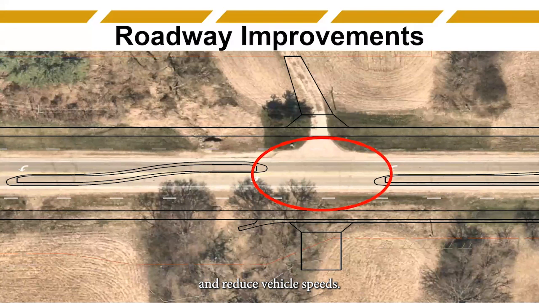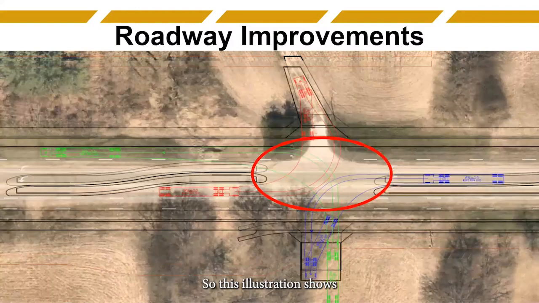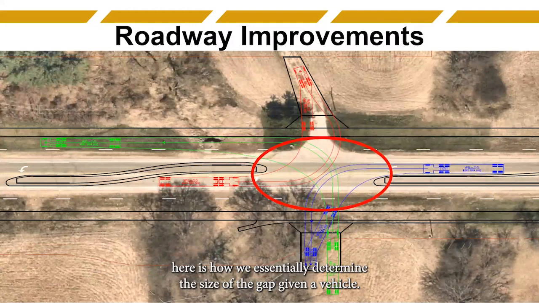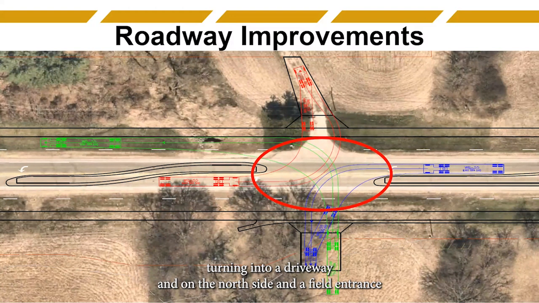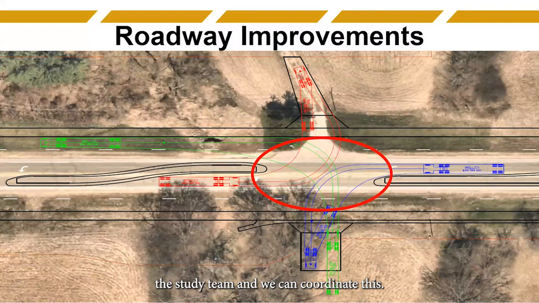Even with these gaps, the studies show that raised medians still reduce crashes, decrease delays, increase capacity, and reduce vehicle speeds. We also received concerns that certain vehicles would not be able to make the turns into their driveways given the gap size. So this illustration shows how we essentially determine the size of the gap given a vehicle. In this case, we used about a 60-foot long truck, turning into a driveway on the north side and a field entrance on the south side. Now we realize there are different needs for different parcels, so we'd be glad to look into any driveway if someone has a particular need to be accommodated. Just contact the study team and we can coordinate this.